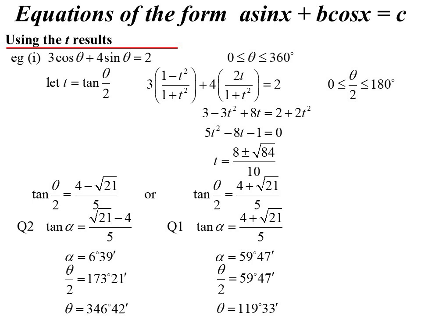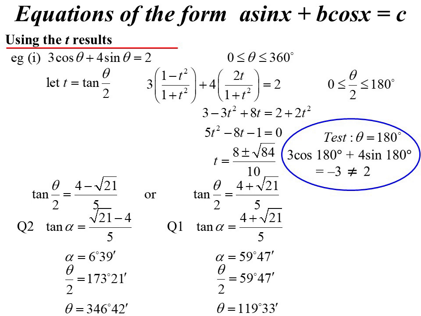Now you may or may not have noticed, but that's the same example that I did using the auxiliary method, and you see we come up with the same answers. But the one thing you have to be careful with when using this method, this will not find the solution 180 degrees. Because if you think about it, tan of theta on 2 becomes tan of 90, and of course tan of 90 is undefined. It will not find that solution. You need to check. So if I was to substitute in here, well, negative 3 does not equal 2, so it doesn't work.